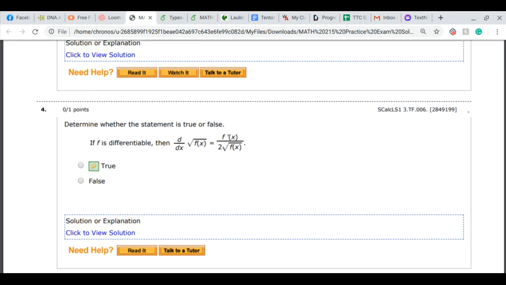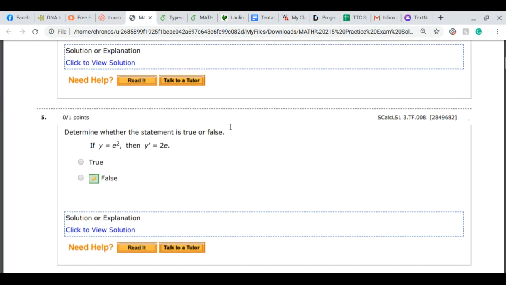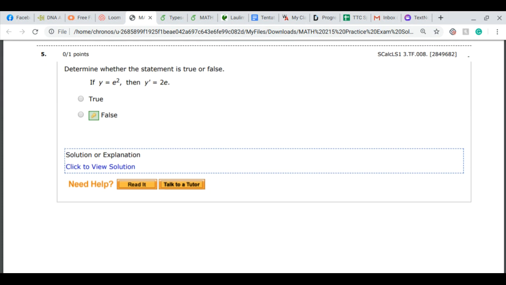Determine whether or not the statement is true or false. The derivative of the square root of f of x is f prime over 2 times the square root of f of x. This is true. It's actually just the chain rule, but here the outside function is the square root function. If you recall, the derivative of the square root function is 1 over 2 times the square root. Here you just apply it to f of x, 1 over 2 times the square root of f of x, times the derivative of the inside function, which is f prime of x.